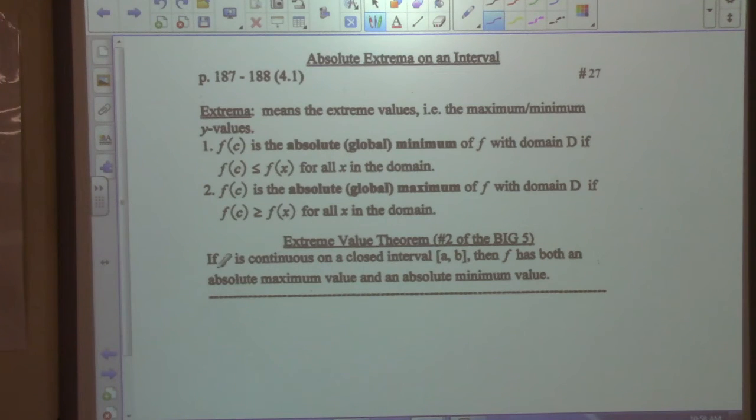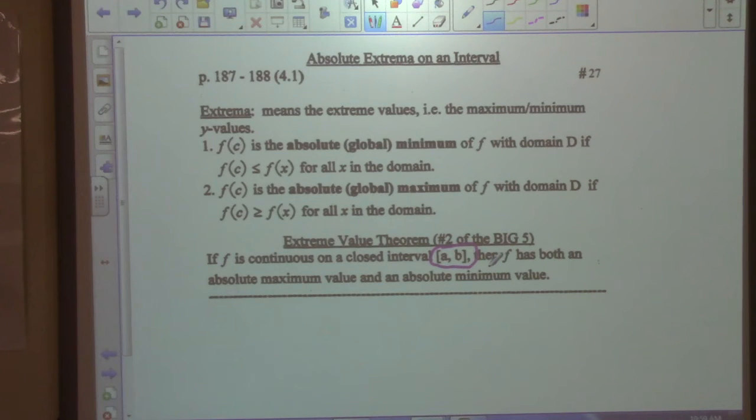And here's the theorem. If f is continuous on a closed interval, and you have to have a closed interval, then f has both an absolute maximum value and an absolute minimum value. So you got to check for continuity within that interval. Do you have to check for differentiability? No, you don't.